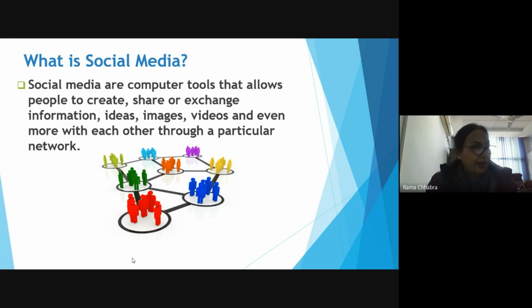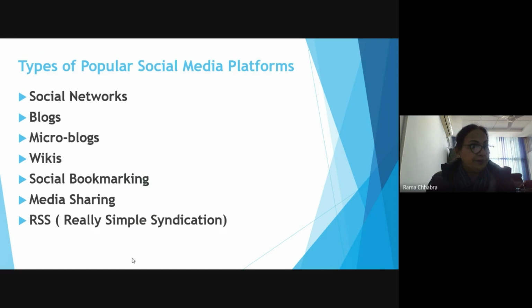So, coming next to, see, these social media include a wide range of tools that integrate technology, social interaction, and content creation. Most popular social media include social networks, blogs, microblogs, wikis, social bookmarking, media sharing, and RSS, which is the short form of Really Simple Syndication. You might be familiar with some of these, but I'll briefly explain it to you.